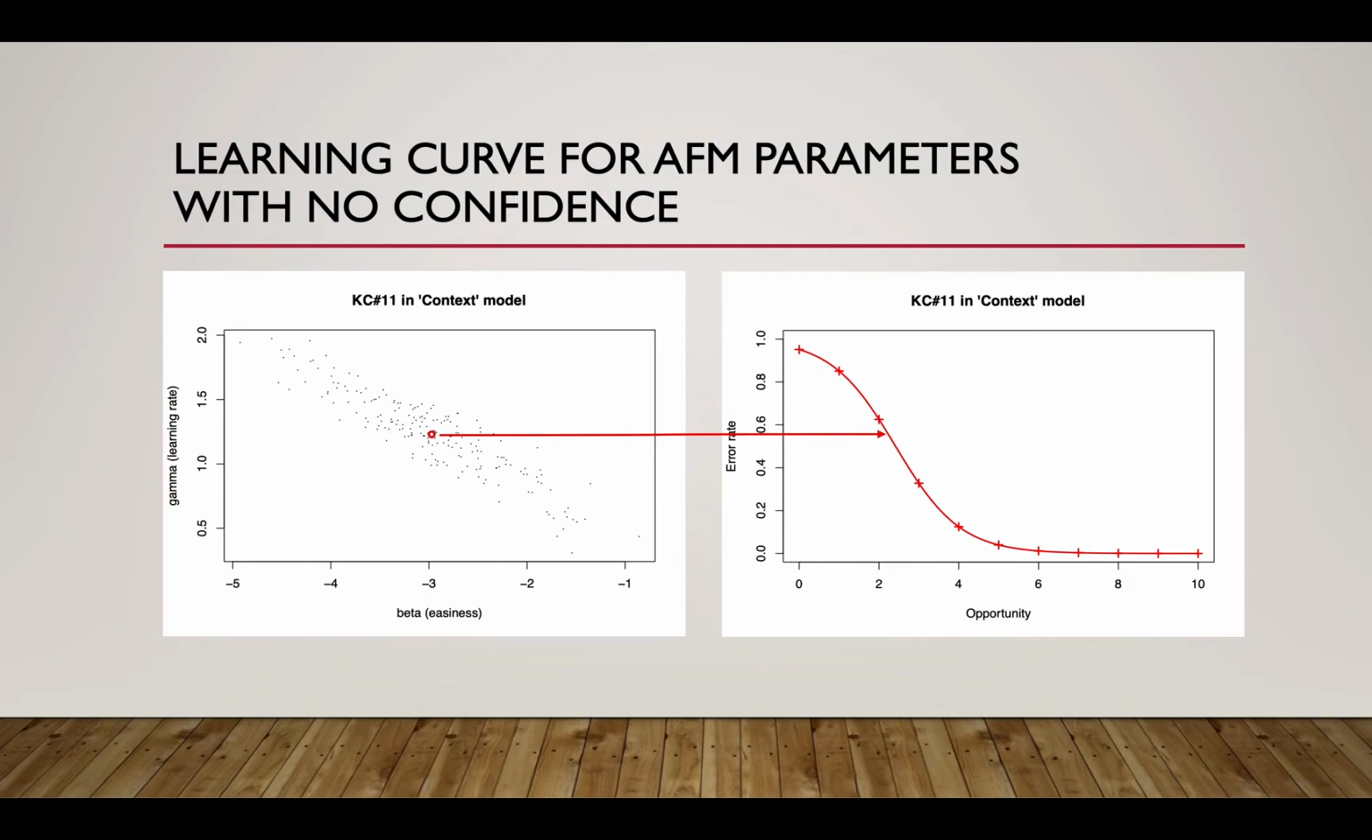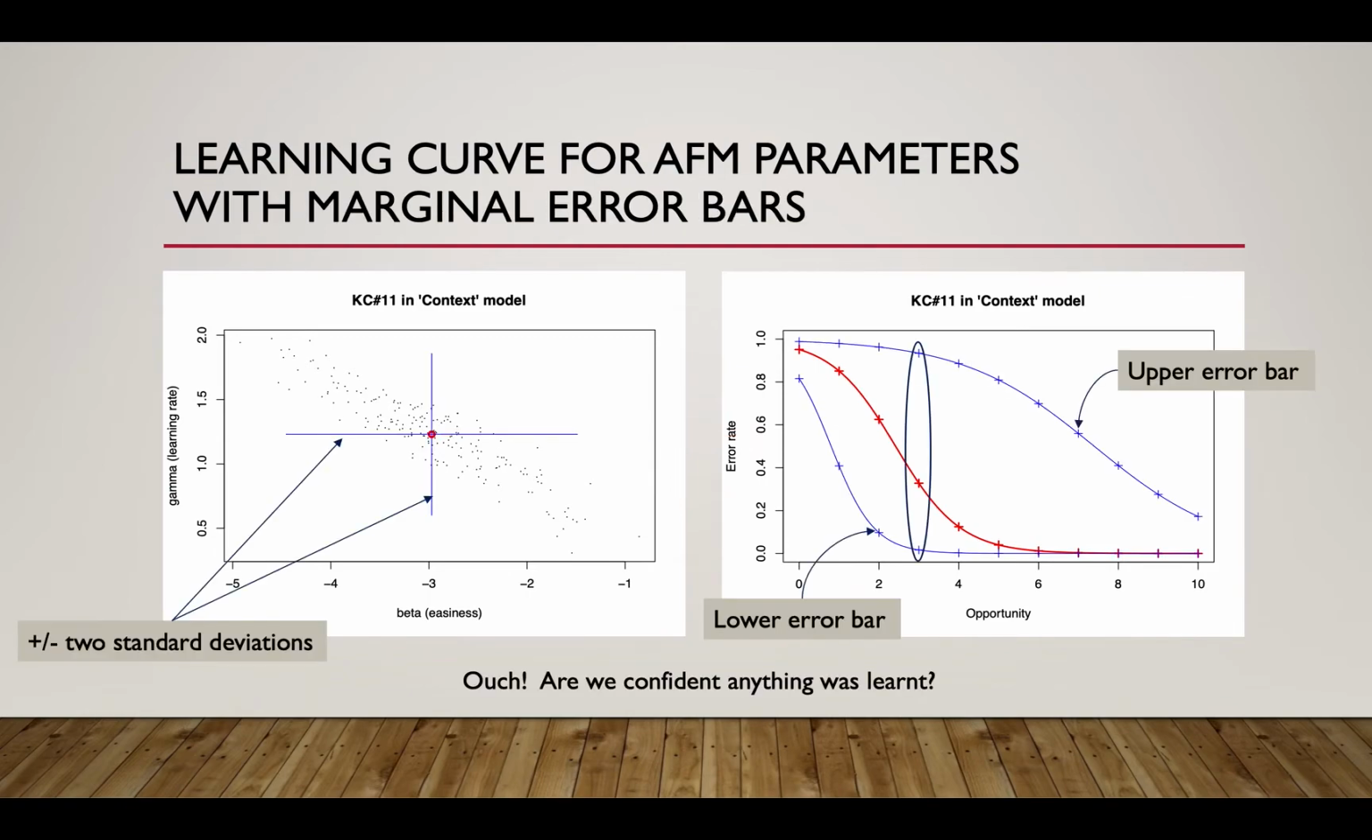In this case, it shows that according to the AFM model estimated on this data, knowledge component number 11 is challenging in the beginning, but relatively quick to learn. After only a handful of practice, the error rate is minimal for the average student. But how confident can we be in that result? Is that typical, or can it be a fluke of that specific data estimation?